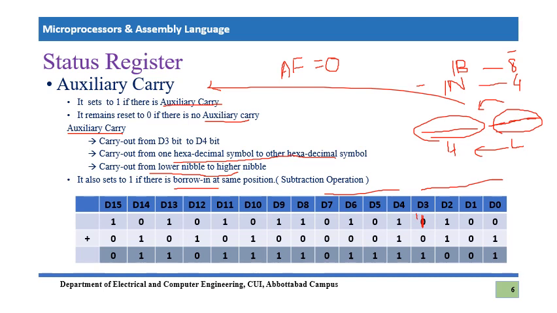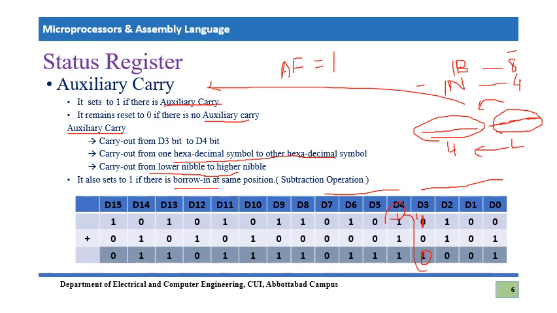So 11 it becomes 2. 2 is also considered 10, so that will be 0, and that 1 will be pushed here. So we can see that is the point where the microprocessor is going to detect that there is a carry from D3 bit to D4 bit. So this time this flag will become equal to 1. So that is the concept of the auxiliary carry flag.